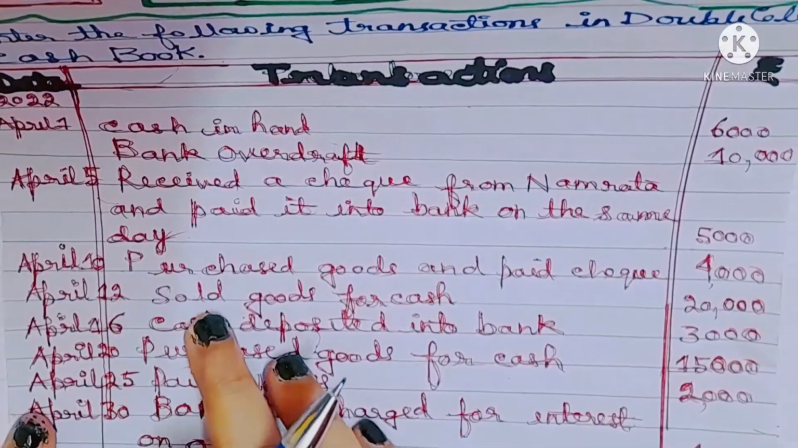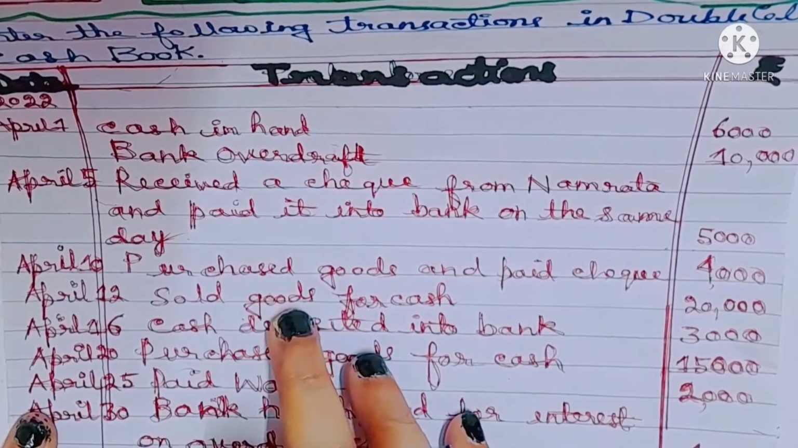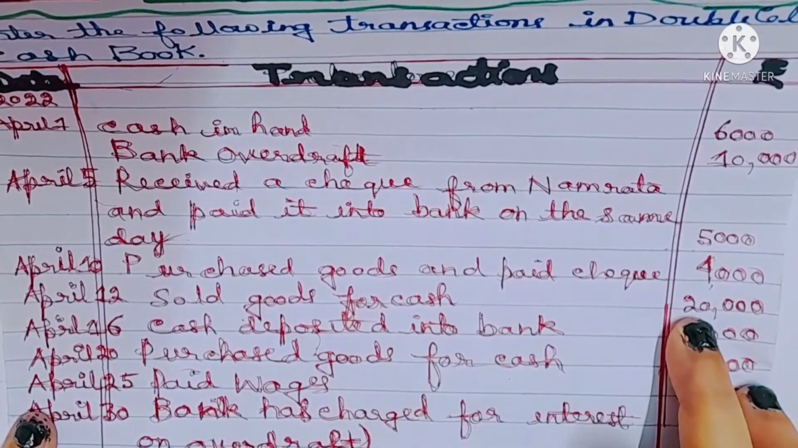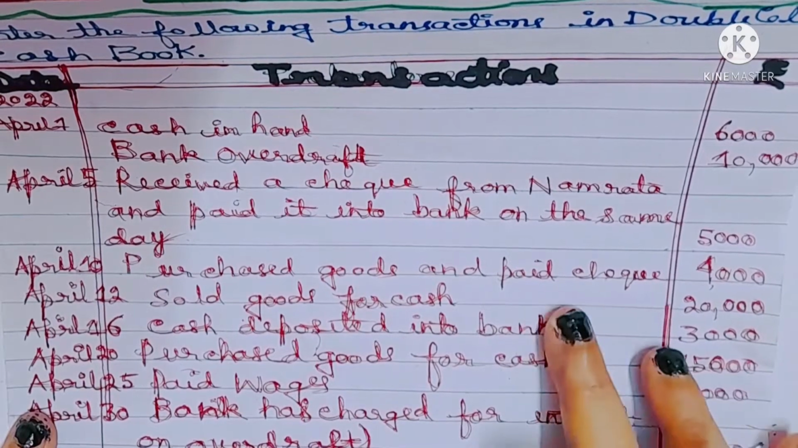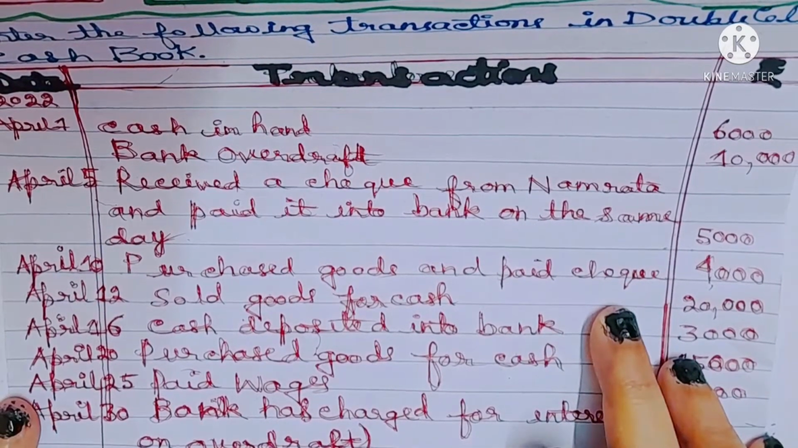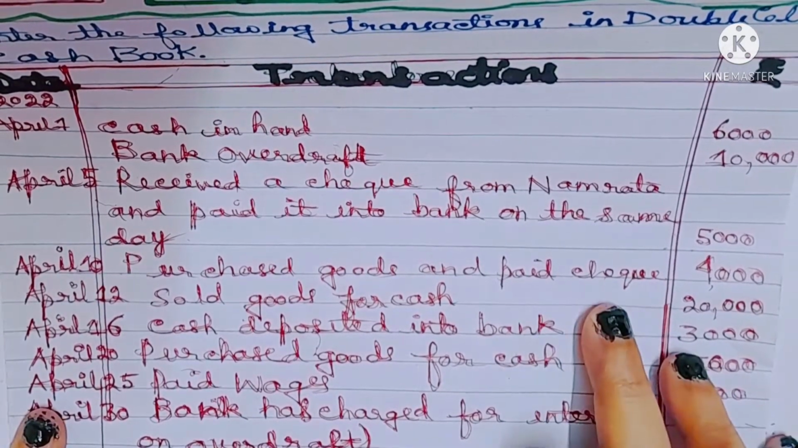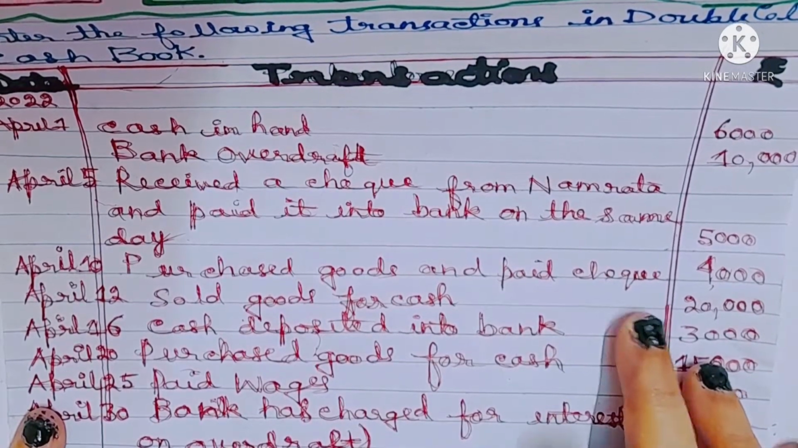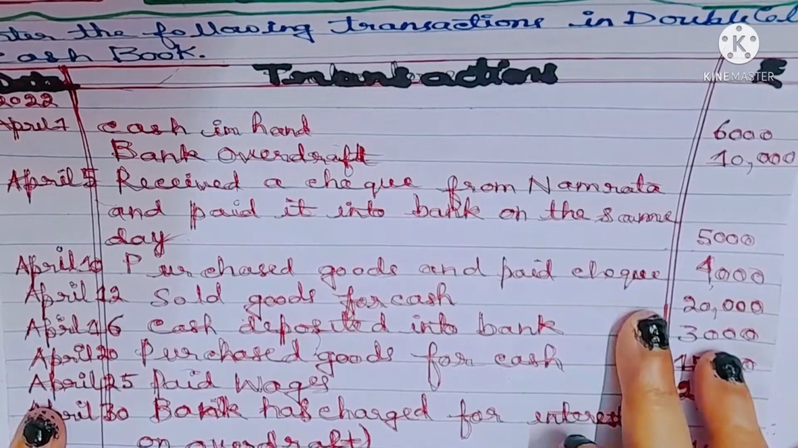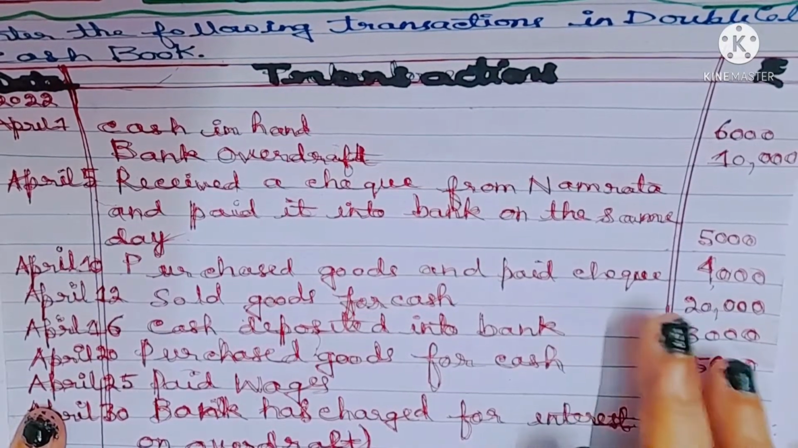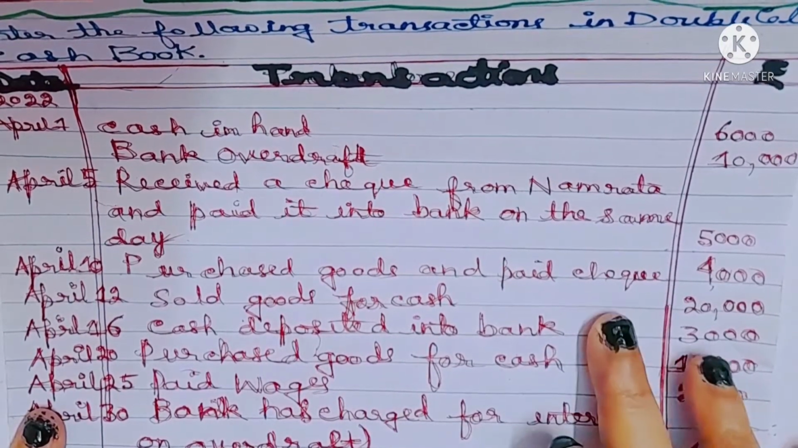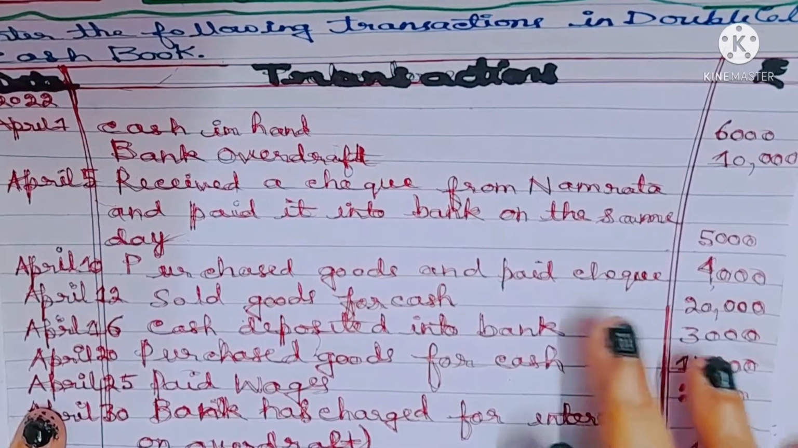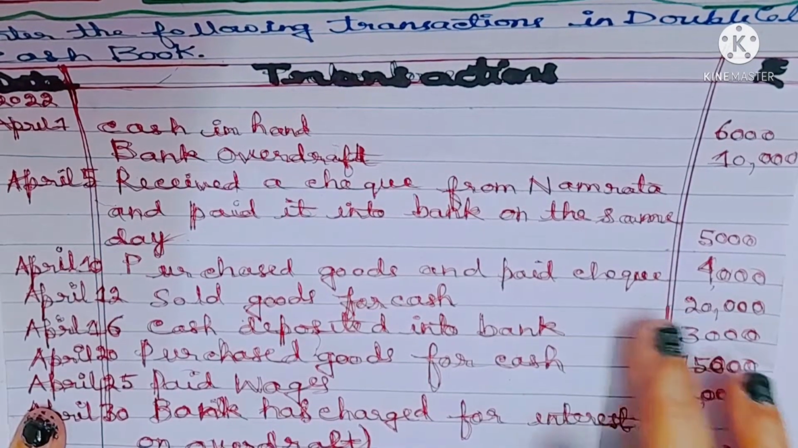The next transaction is on 12th April, sold goods for cash 20,000. So what is the journal entry? The journal entry will be cash account debit to sales account 20,000. So what is the position of cash account? Since cash account is on the debit side, sales account will also be on the debit side. So we'll have to write to sales account in the cash book on the debit side in the cash column 20,000.